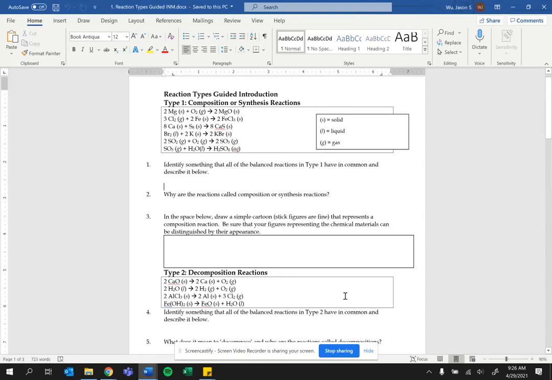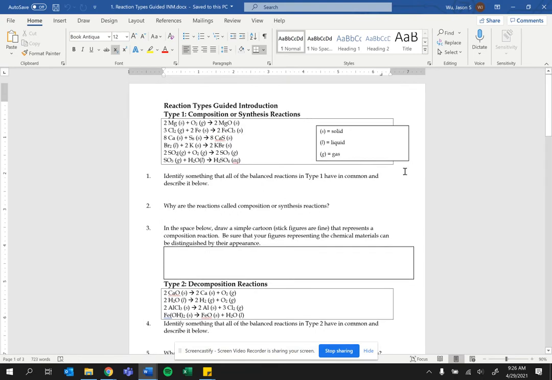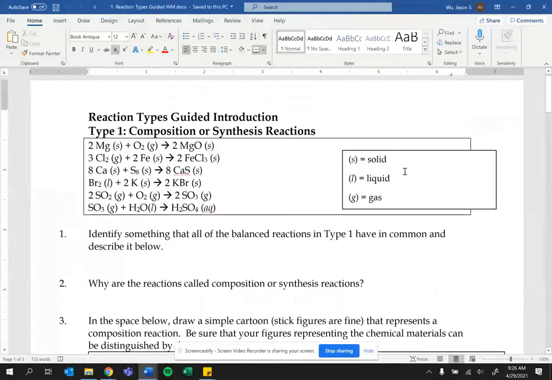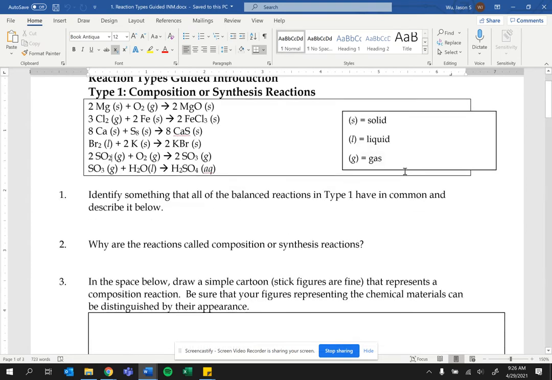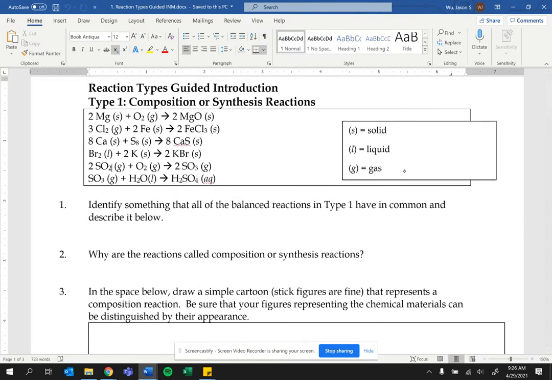Okay, we are currently working on the reaction types guided introduction. This is going to help us learn about different reaction types. I'm going to go through this pretty quickly so you can just get the types. The first, and this probably won't be due. The idea here is for you just to know the types. That's the only objective. We will answer some of the questions though, but it won't be totally due.